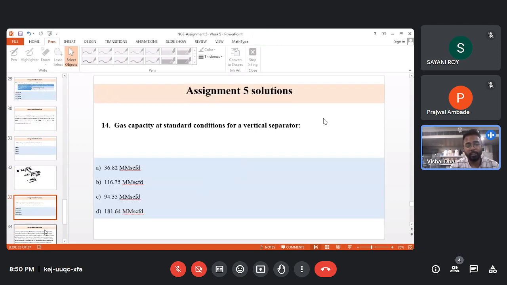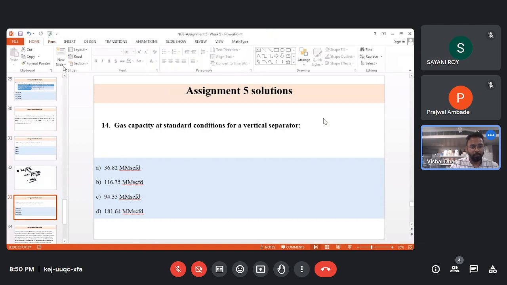Question is gas capacity at standard condition for a vertical separator. The four options are: option A 36.82 mmscfd, option B 116.75 mmscfd, option C 94.35 mmscfd, and option D is 181.64 mmscfd. These are the four options. So let me solve it directly without delay.